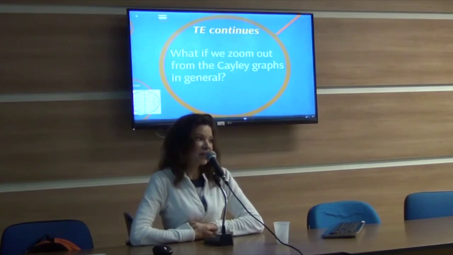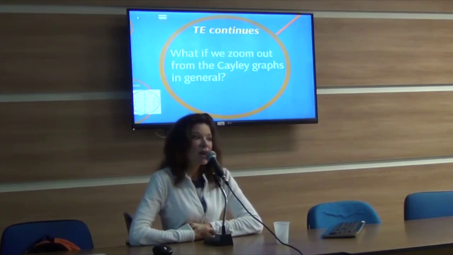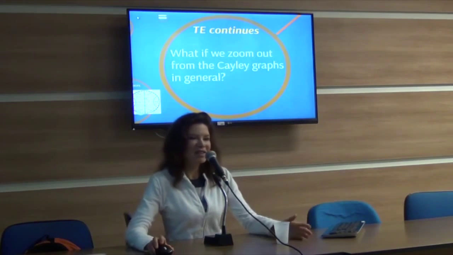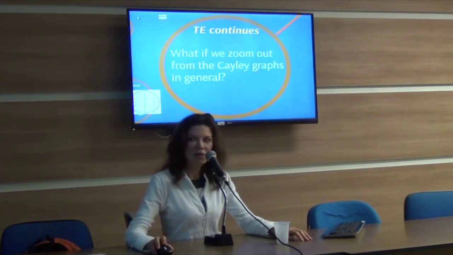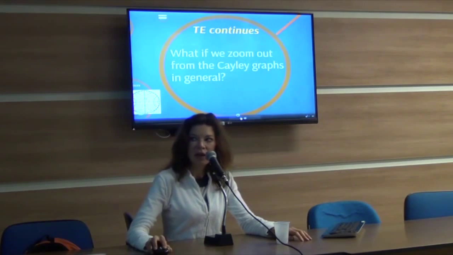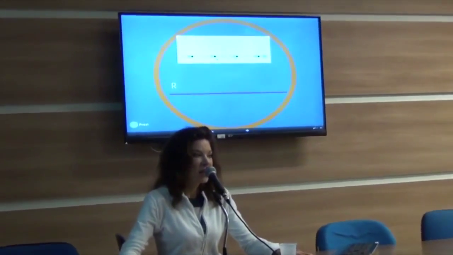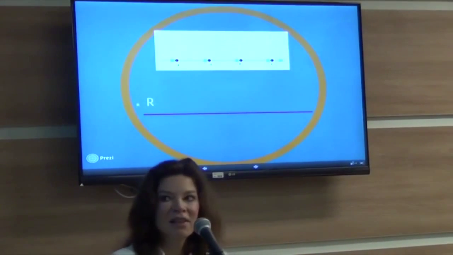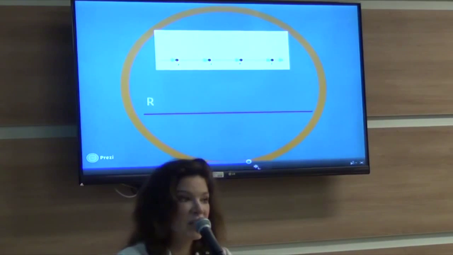But it's not the end of the story, and the thought experiment goes on. And we can ask ourselves, what if we zoom out from the Cayley graphs in general? In general, I mean not only Cayley graphs of one particular group, but we can consider other Cayley graphs and compare them. If we look at them from the distance, it looks like a line. And what is a line? A line is a metric space R, right? So it gives us an idea that we can compare our groups with metric spaces.